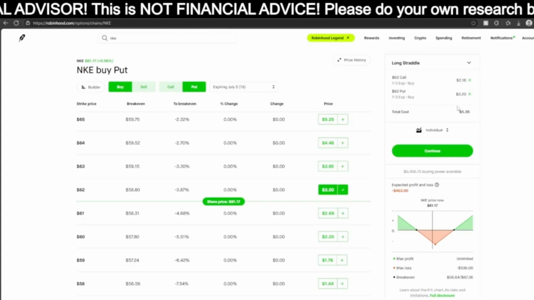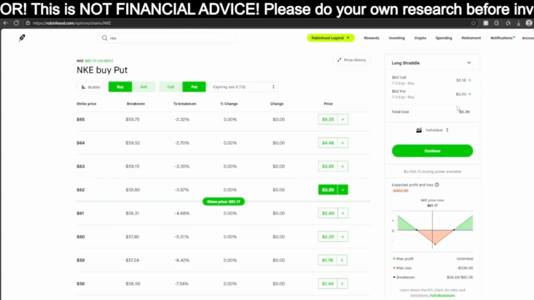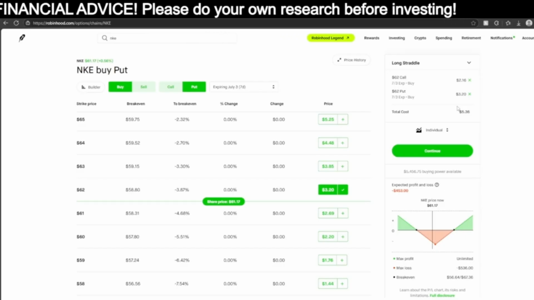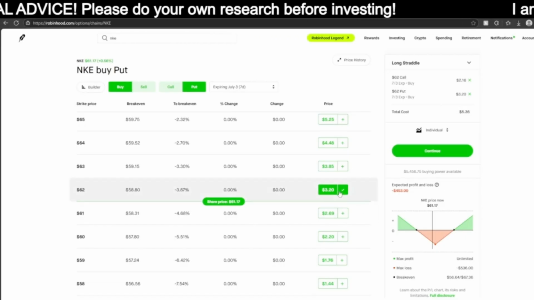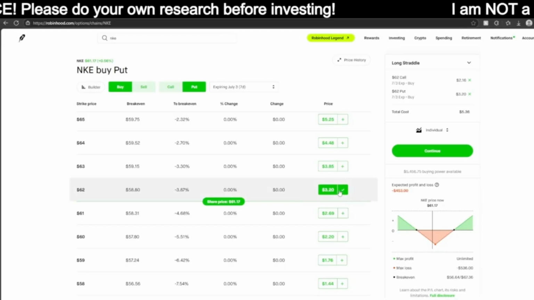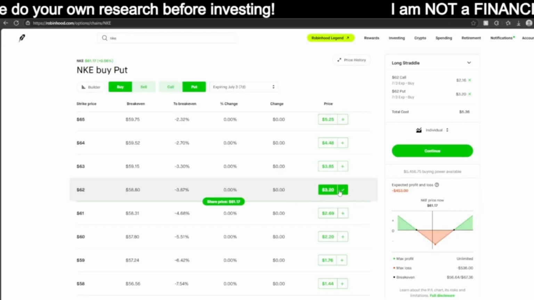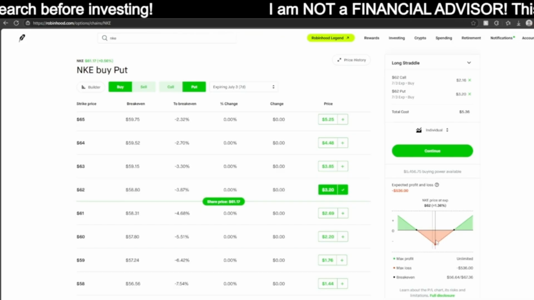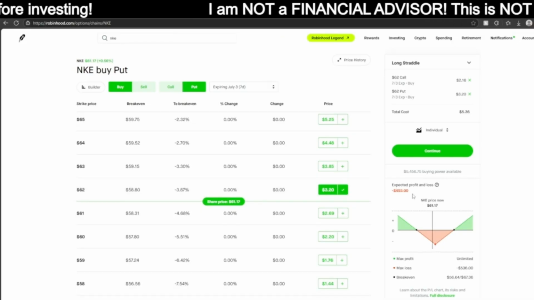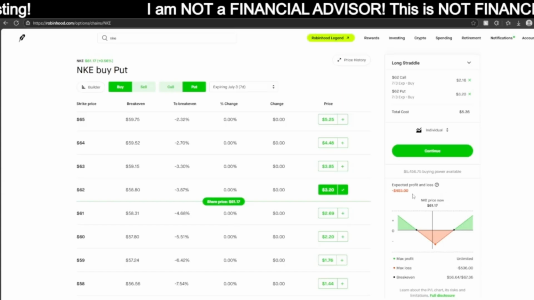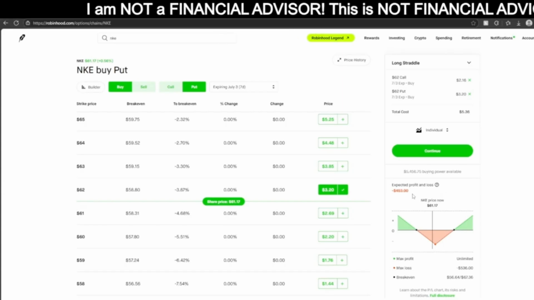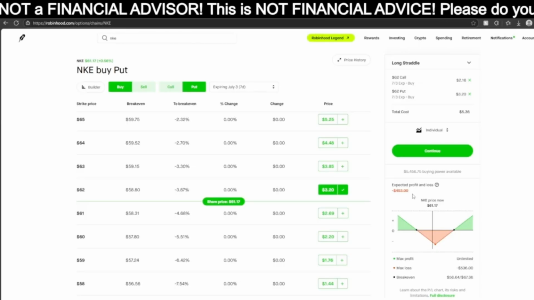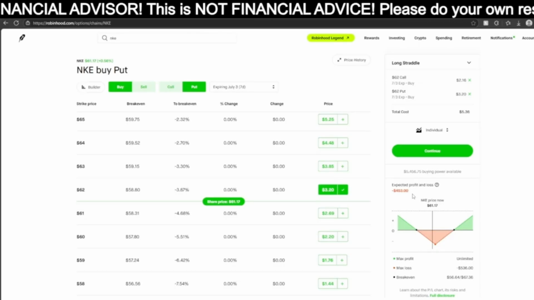If Nike's earnings are just okay, and the stock moves like 1%, 2% even, these options dramatically lose value because they're trying to price in that huge movement. And if the stock trades around here, you're down your whole $500 really quick. It's called an IV crush. So playing earnings is risky in that aspect because of that nature. So that's the idea behind a straddle.